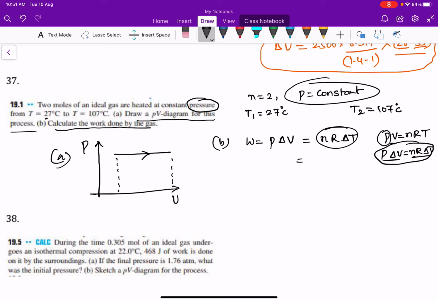So here the n value is 2, so 2 into 8.314 into delta T. Delta T is nothing but final temperature minus initial temperature, 107 minus 27. So that is 2 into 8.314 into 107 minus 27, which is nothing but, I hope, 80. So by doing so you will get the answer for this question.